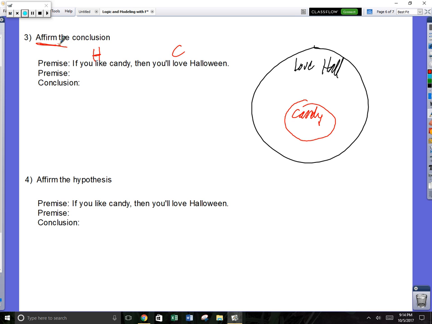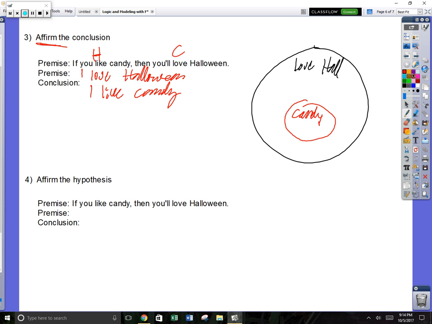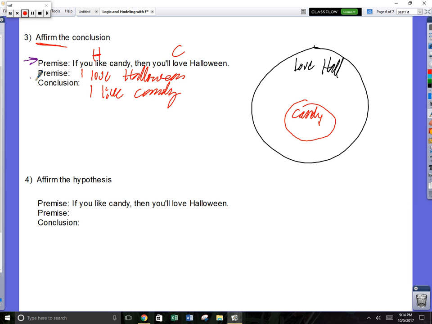So let's say the conclusion is true. So I love Halloween is going to be my second premise. I love Halloween. So the conclusion, based on your first premise, if you love Halloween, then you can maybe conclude, you can deduce that I like candy. So here we go. The first premise sets up this world that we've got. The second premise, I need to plot myself in that world. So I am a person that loves Halloween.